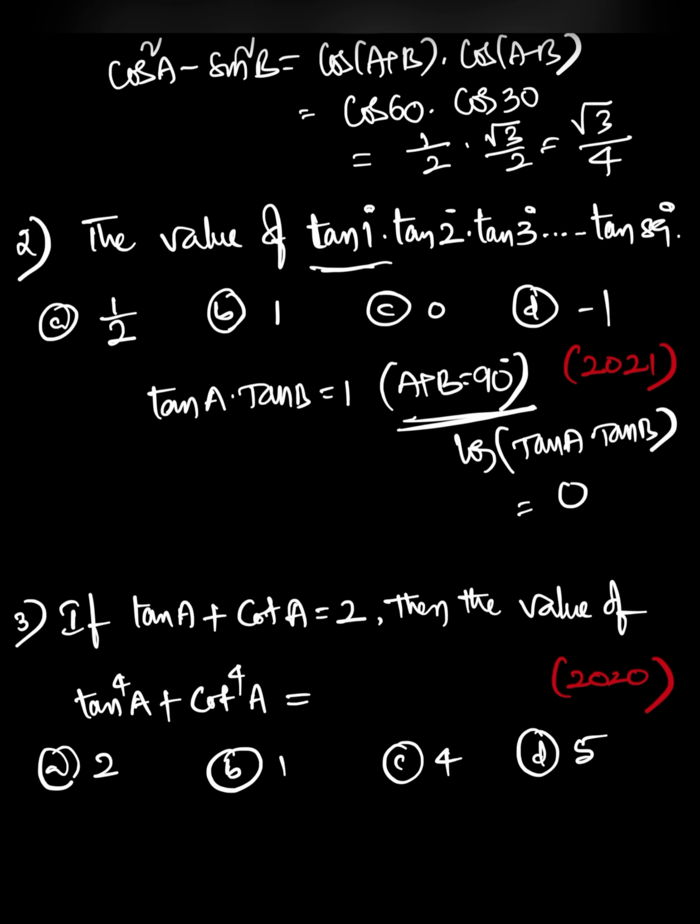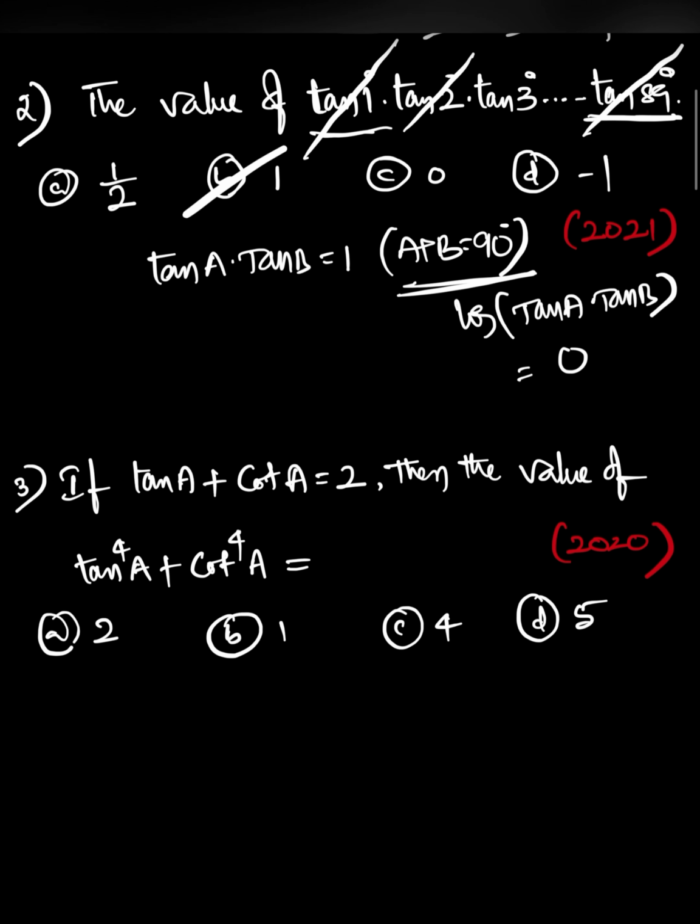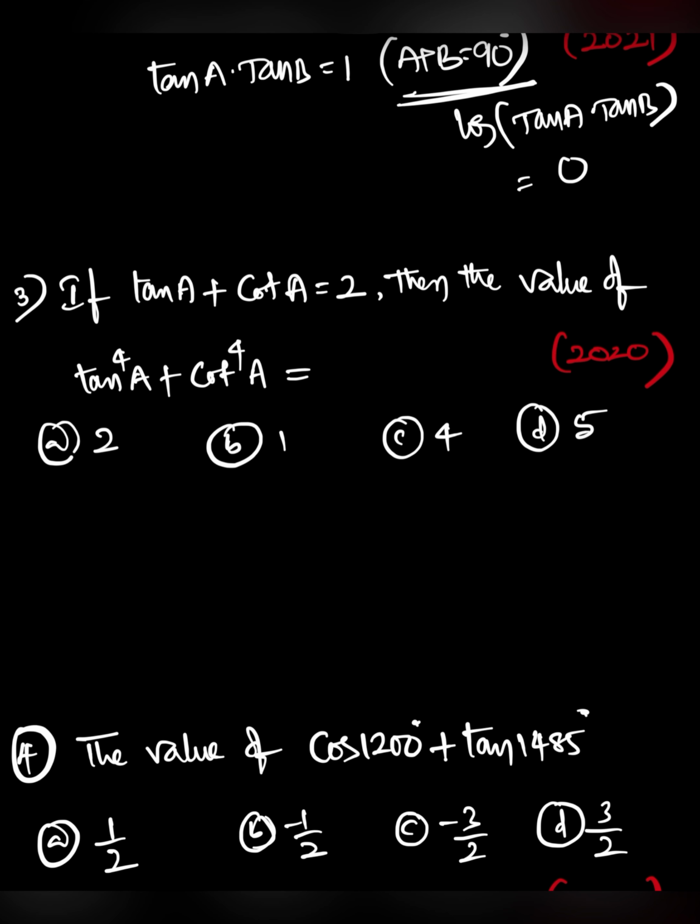If you observe the first value and the last value, 1 degree and 89 degrees, 1 plus 89 is 90, so tan A into tan B is 1. Similarly, this value and tan 88 give 1. So all these pairs become 1, and 1 is the answer. Next, move on to the third question.